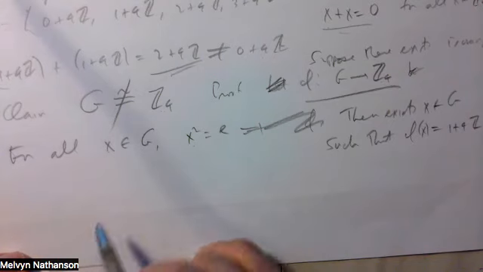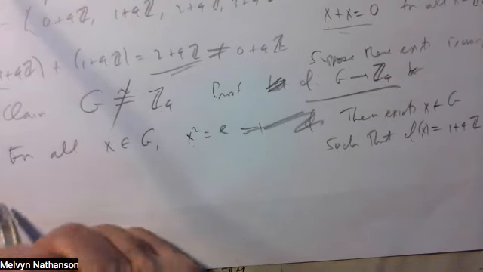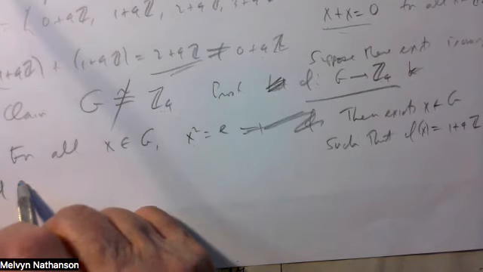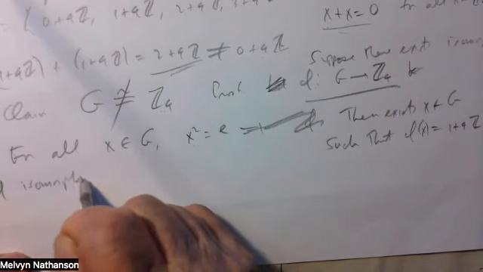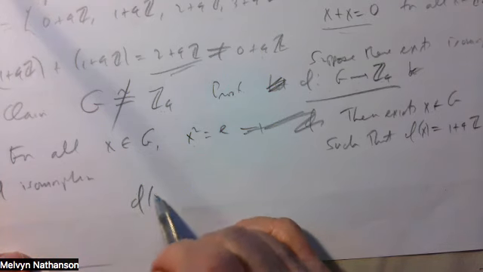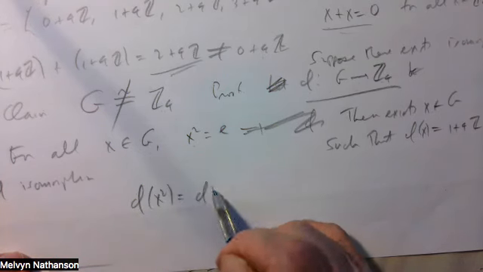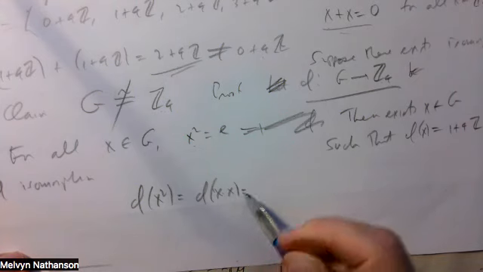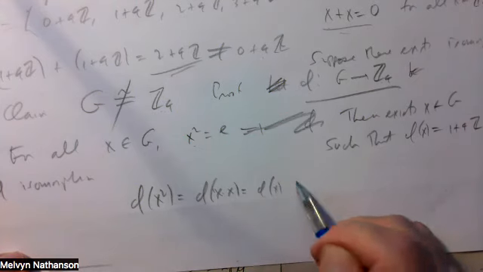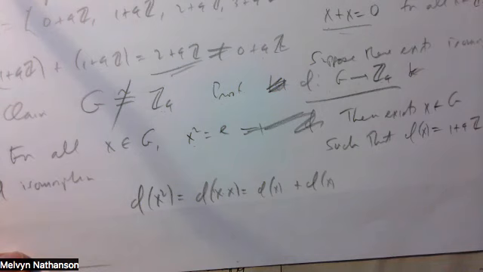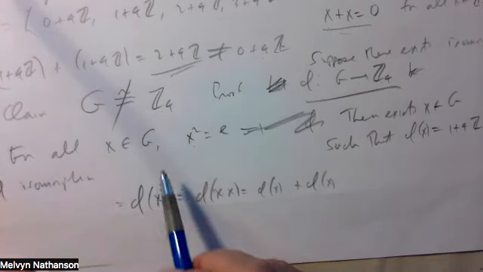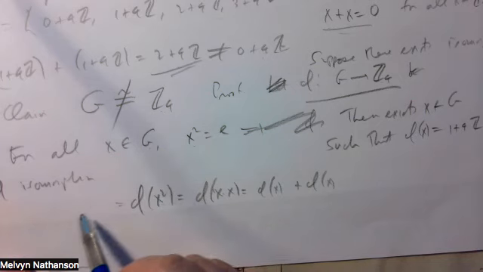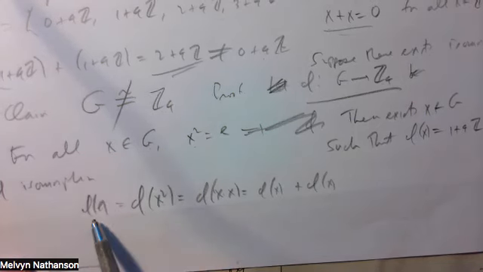So what does that imply? Because phi is an isomorphism, phi of x squared, which means phi of x times x, is going to be phi of x plus phi of x. But x squared is the identity. You square any element in G, you get the identity. This is phi of the identity. And the identity always maps to the identity. I'll show that in a second.